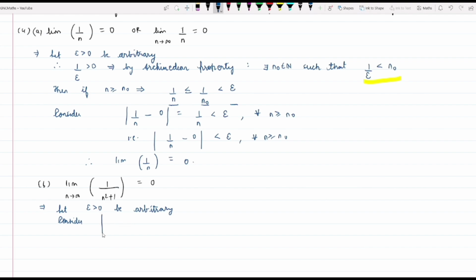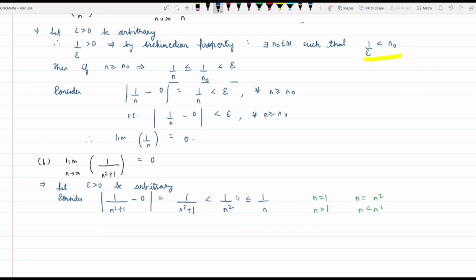Before we go ahead, we'll work on the difference between the sequence and its limit point. So consider mod of 1 upon n square plus 1 minus 0. This is going to be 1 upon n square plus 1, and we know that 1 upon n square plus 1 is strictly lesser than 1 upon n square. And also we know that 1 upon n square is lesser than or equal to 1 upon n. The equality takes place when n is equal to 1. So if n is equal to 1, we get n is equal to n square. But if n is greater than 1, then n is always smaller than n square. And if we take the reciprocal, we get this expression on the left.